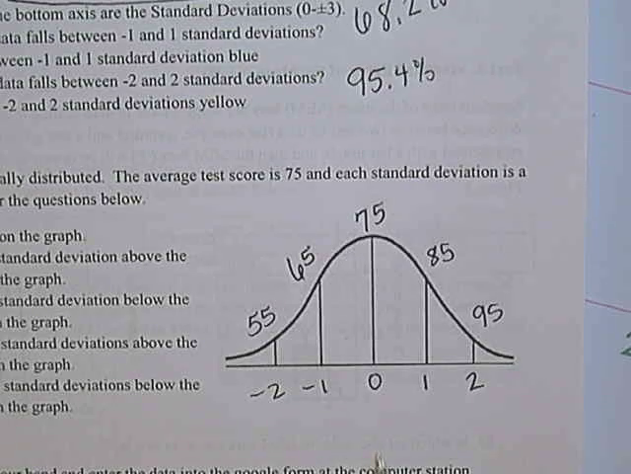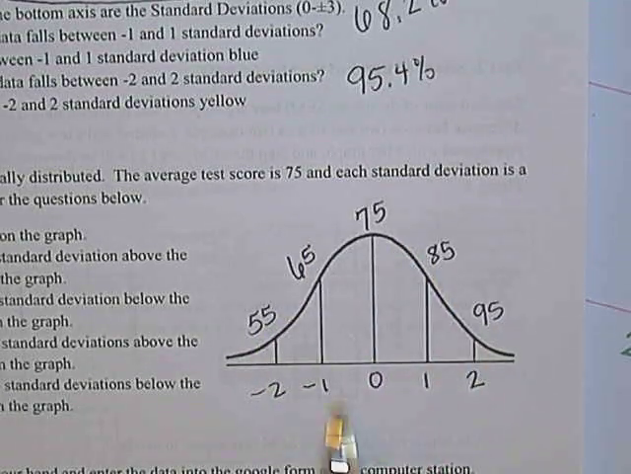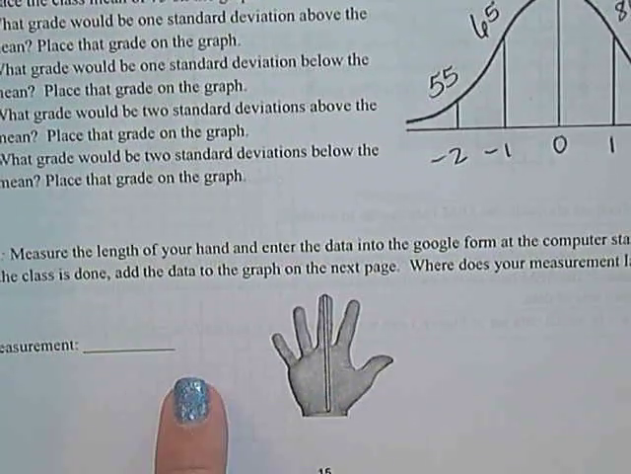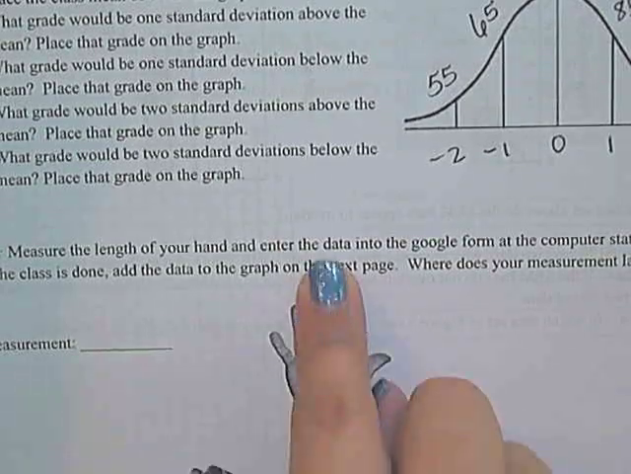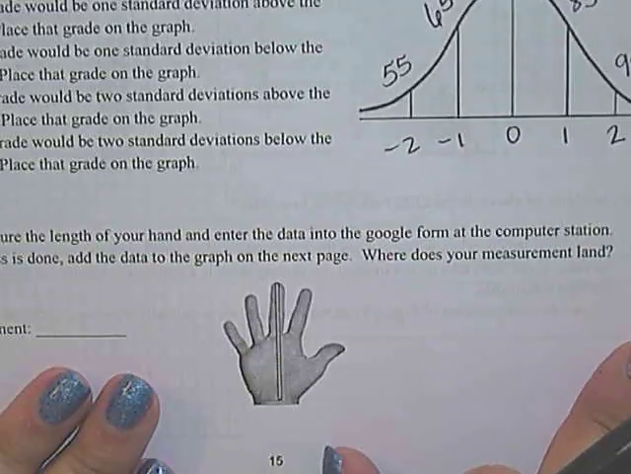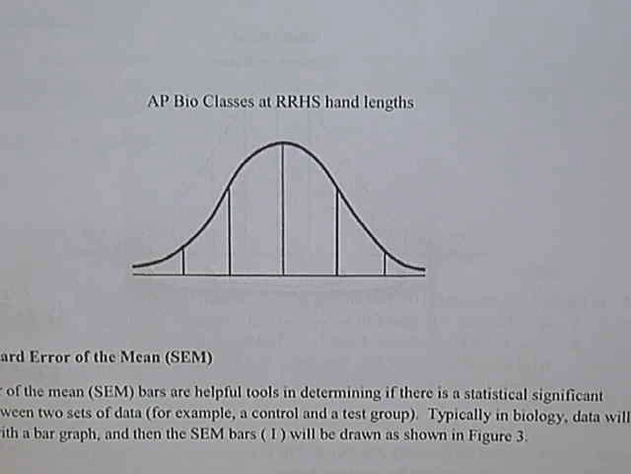So on this part you do not shade it in, but you do indicate the grade here at the top and then how many deviations away from the mean that it is. I had you guys in class do some class data measuring the length of your hand in centimeters, and what I'm going to do now is show you the data for the entire class. So let's zoom in on the right section here.